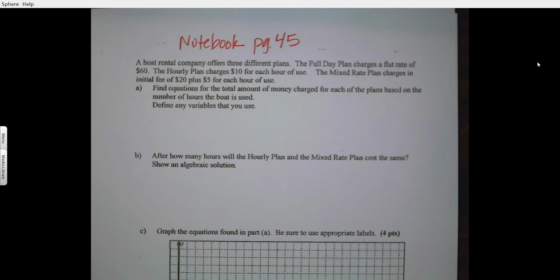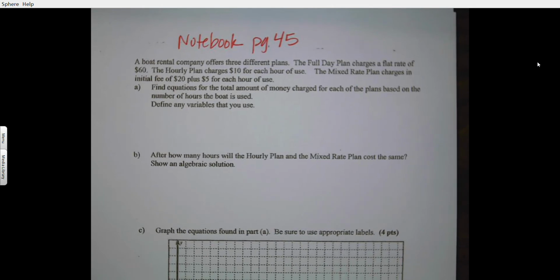Okay, good morning. This is notebook day 2. A boat rental company offers 3 different plans. So you're going to have 3 different lines, 3 different equations.